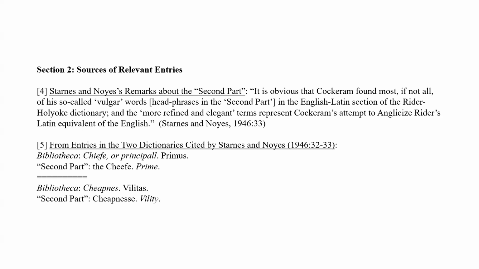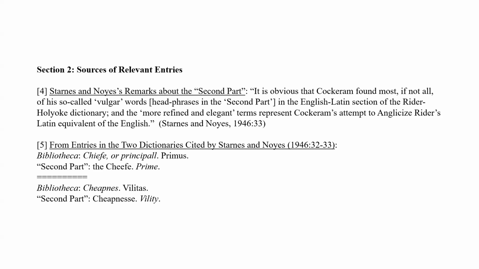Aiming to justify this opinion, they provided some 20 sets of examples in which entries in the second part were juxtaposed with their counterparts in the Bibliotheca. The two sets of entries indicated in the handout by reference number 5 are two of them. At first sight, the effect of such examples is quite convincing.